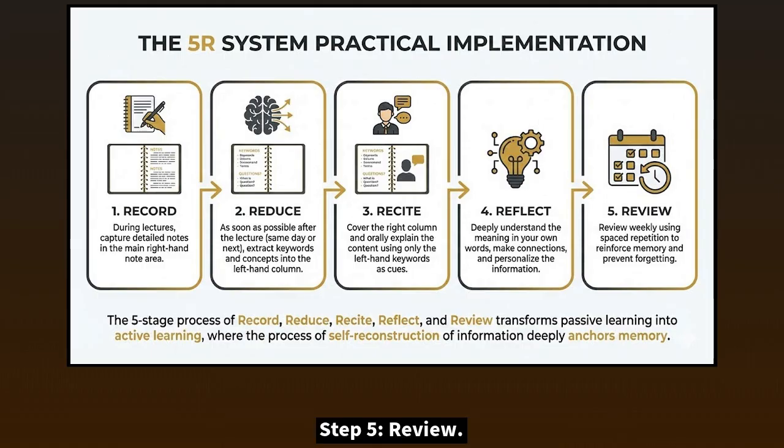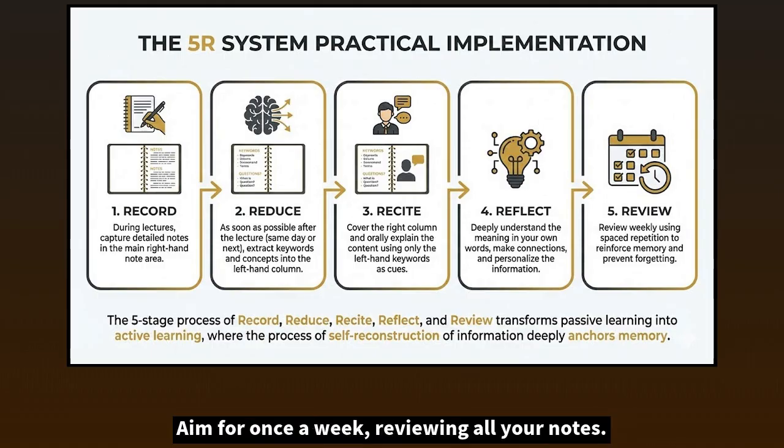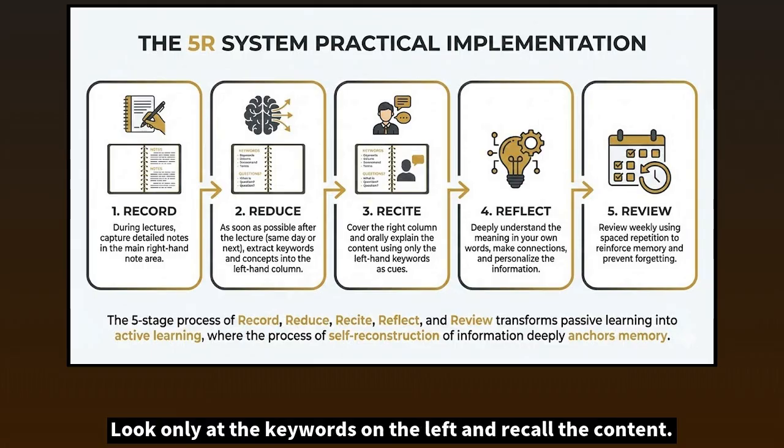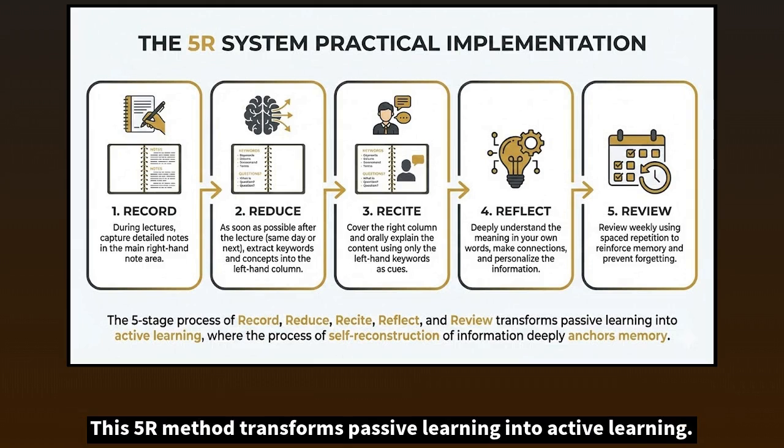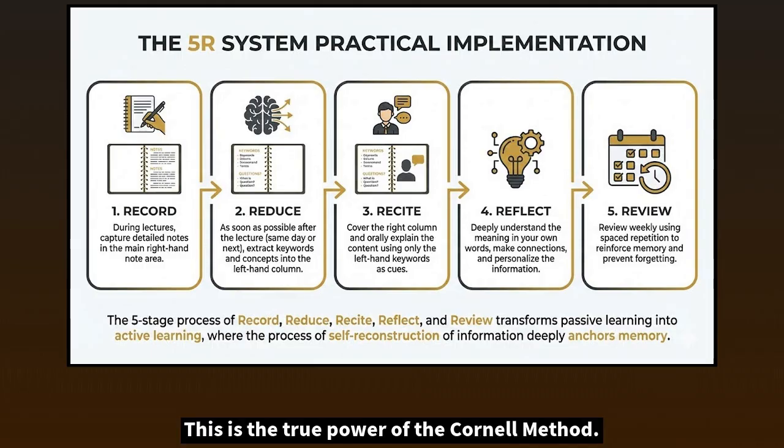Step 5. Review. Aim for once a week, reviewing all your notes. If the week is heavy, split it into multiple sessions. The key is adjusting to create spaced repetition. Look only at the keywords on the left and recall the content. According to learning science principles, the process of reconstructing information yourself deeply embeds memory. This 5R method transforms passive learning into active learning. This is the true power of the Cornell method.